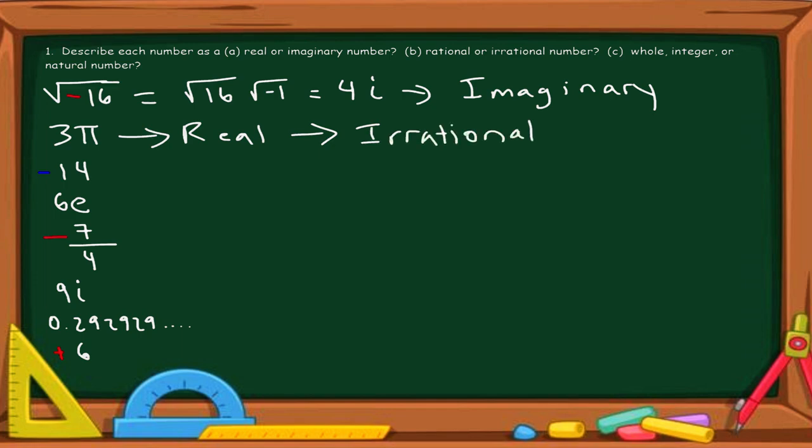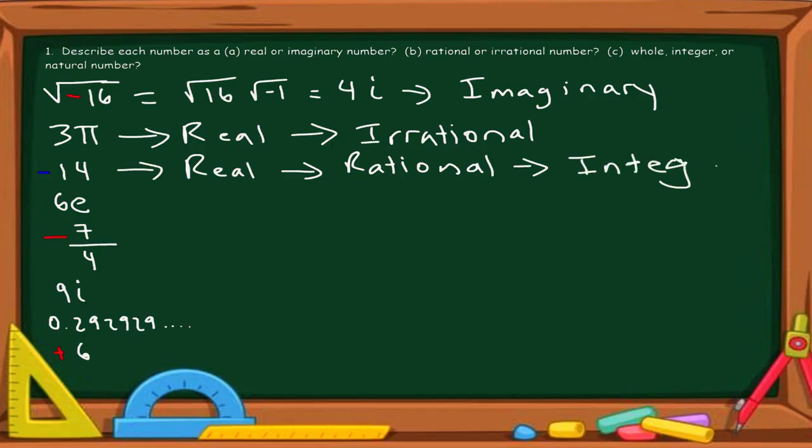Now, what about negative 14? There's no i component, so it's not imaginary, it's real. Is it rational or irrational? Negative 14 can be written as a fraction using integers. Negative 14 over 1, that's negative 14. Negative 28 over 2, that's also equivalent to negative 14. So that makes it rational. Now, negative 14, it's not a whole number. It's not an integer, nor is it a natural number.